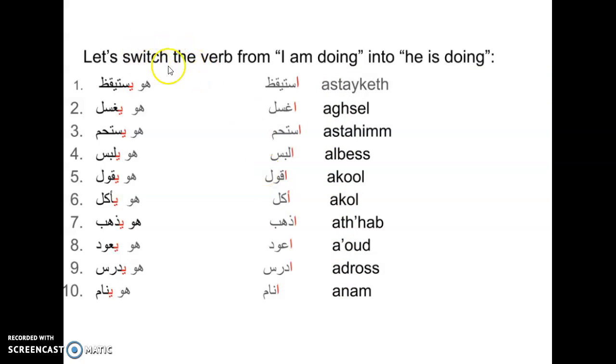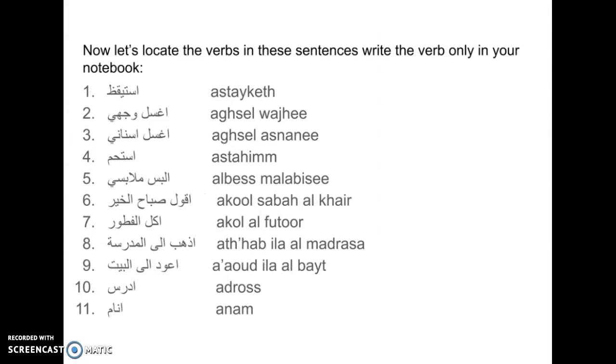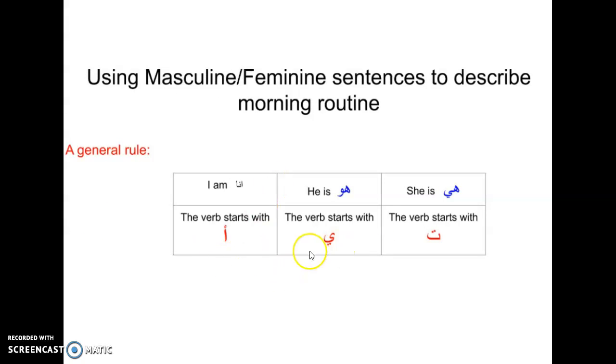So now we're going to switch the verb from I am doing the activity to he is doing the activity. So remember, look at this ya here. Ya, يستيقظ, يغسل. Let me go back a couple of slides, and look here, you have the ya. All right? Ya for he is. هو. Ya is for he is.